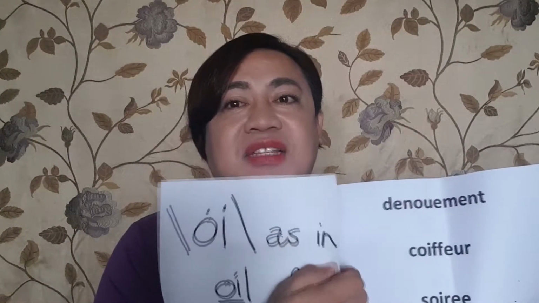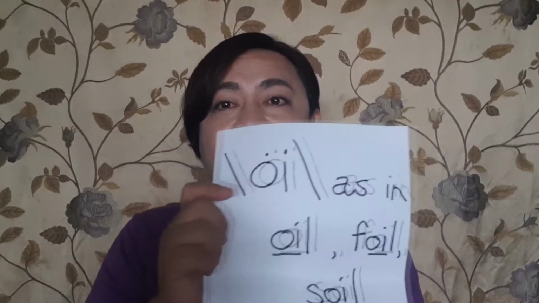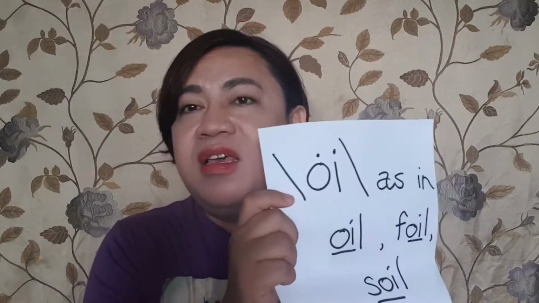Denouement. Okay, next is coiffeur. Coiffeur is a male hairstylist. Origin is also French. Now, if you would notice, the letters after the first letter C are O and I. In most English words, if the orthography has OI, the transcription will also show this diphthong. Oi. Oi is a phoneme which is classified as a diphthong. A diphthong is a vowel sound because, in the first place, it is a combination of two vowel sounds.